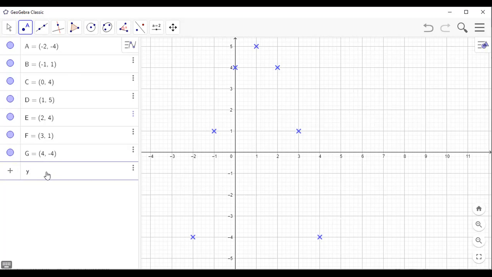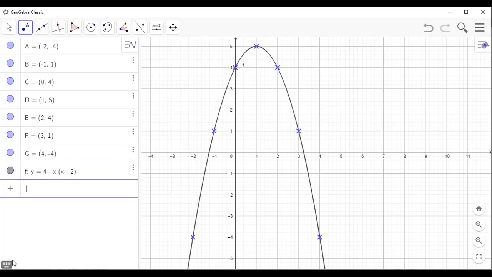So the function is y equals 4 minus x times (x minus 2), right? So then you got this type of smooth curve, right? This type of smooth curve. So that is the quadratic function you got. Smooth curve.